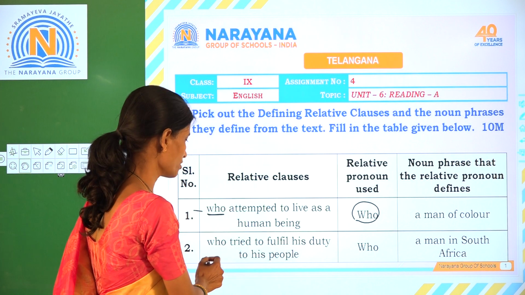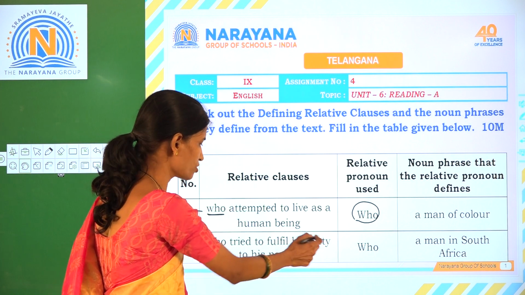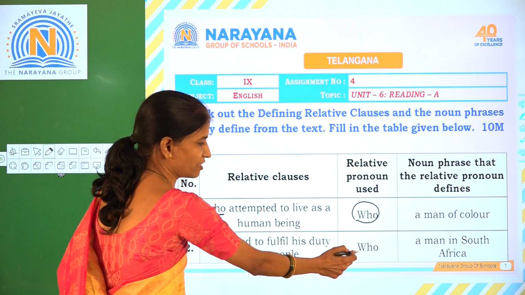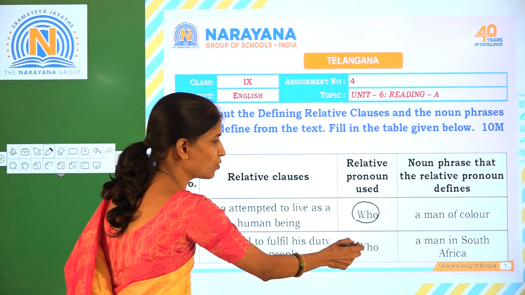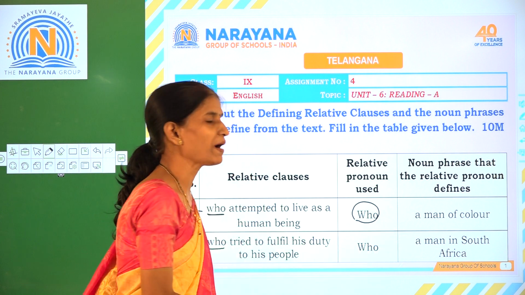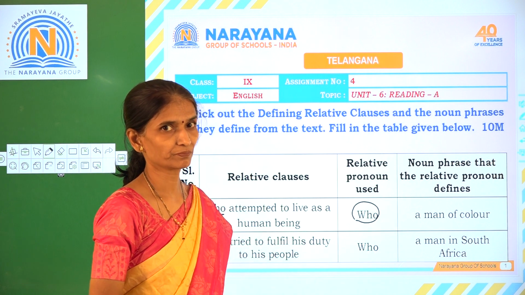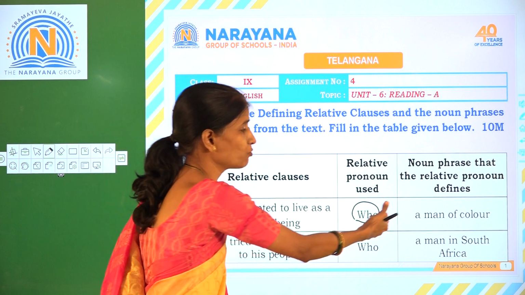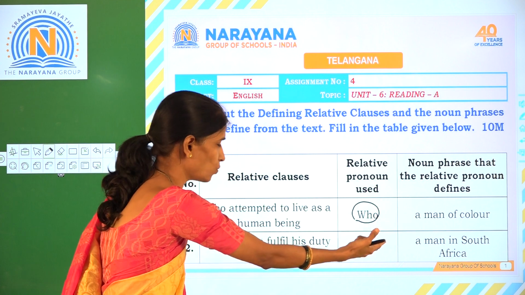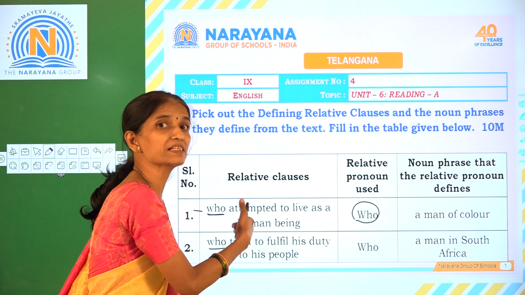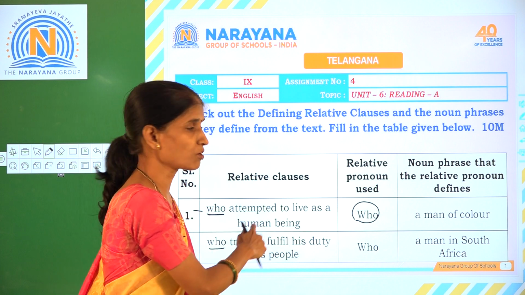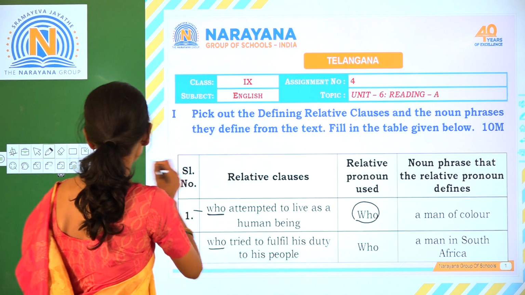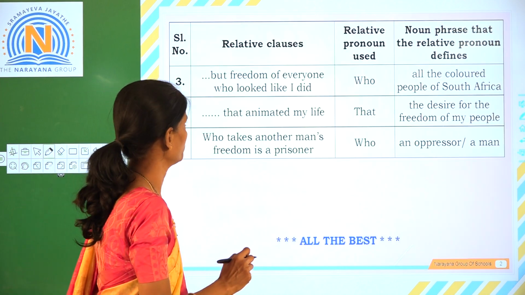The second sentence: who tried to fulfill his duty to his people. Again, the relative pronoun used here is who, and this who is referring to a man in South Africa. The subject here is a man in South Africa. That is the noun phrase that this clause is describing. So this clause is referring to this noun phrase.